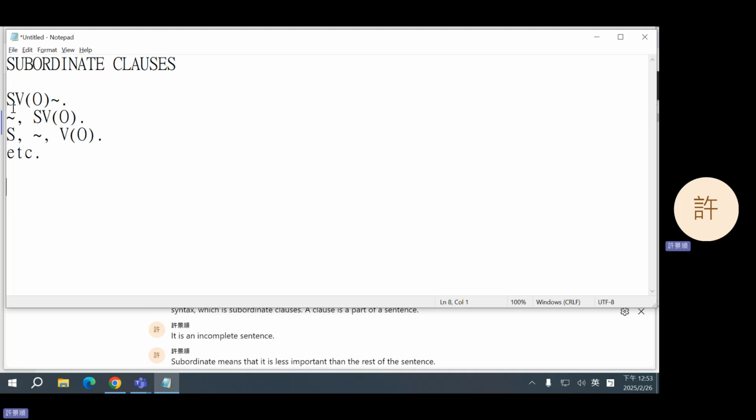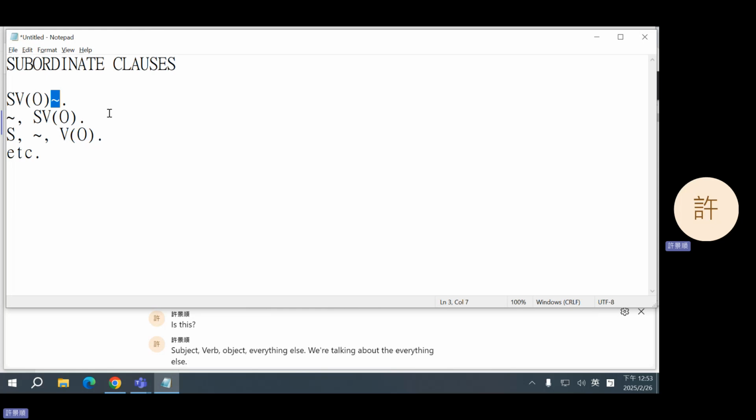What we're talking about is this: subject, verb, object, everything else. We're talking about the everything else. So this could include many different things: place, time, companion, tool, reason, condition, limit, qualification. I already said condition. Many ideas, as long as they are not the subject, the verb, or the object, belong near the end of the sentence.